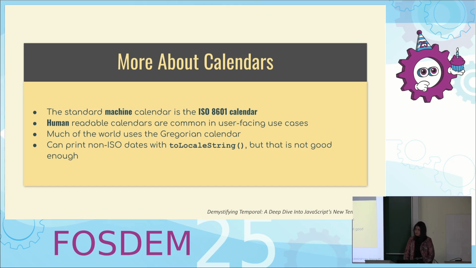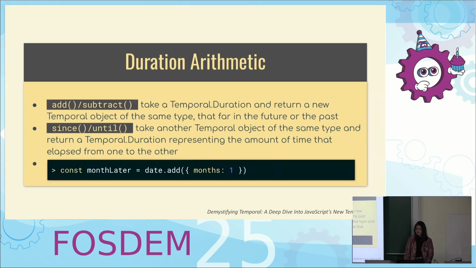So you can print the non-ISO dates, but for adding you need to do something more specific. So we'll talk about that. But first, now we have got the calendar sorted. Next up, let's talk about how we would add a month.